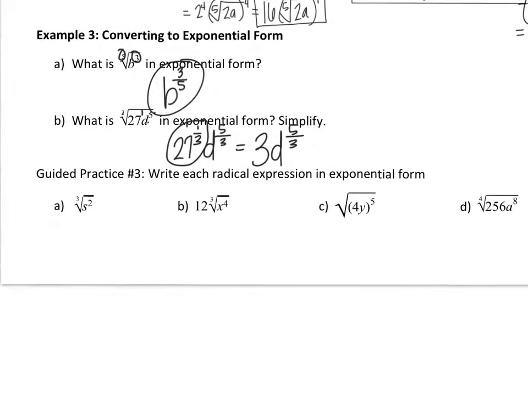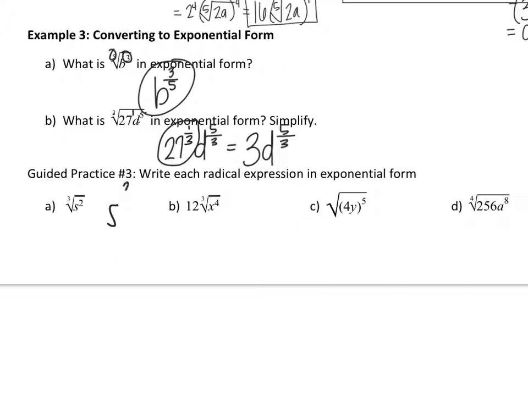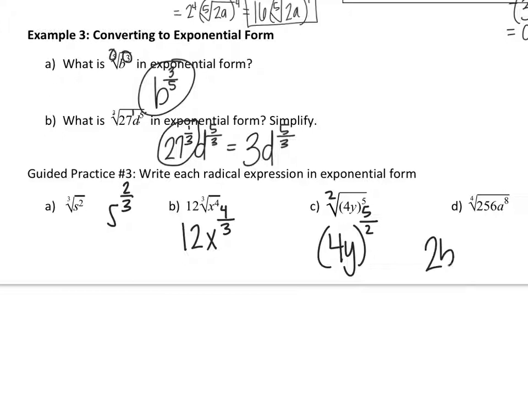All right, A is going to be S to the 2/3. B is going to be 12x to the 4/3. C is going to be 4y in parentheses, 5/2, because that's understood to be a 2. And then D is going to be 256 to the 1/4, A to the 8/4. And the 4th root of 256 is 4. And A to the 8/4 is really just A squared.